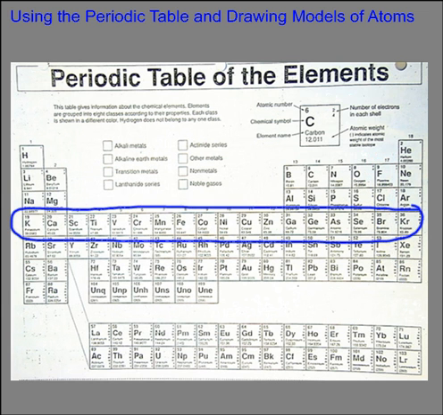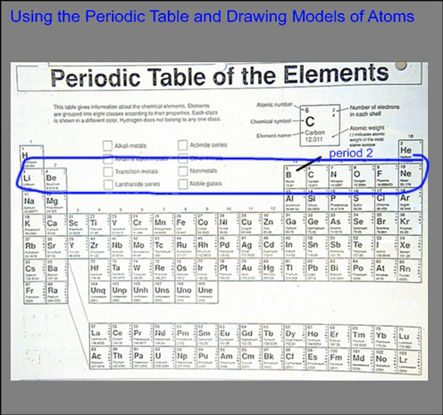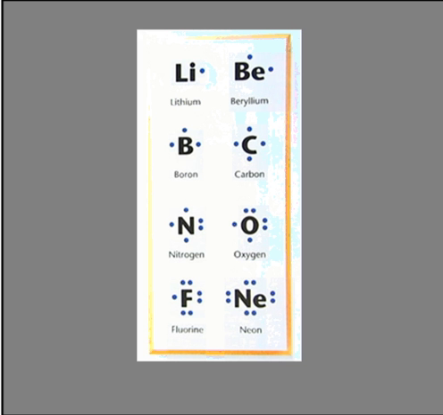Now, if you look at a row across the periodic table, that's called a period. If we look at this period, this is period 2. There are 8 elements that make up this second period. And these are the 8 elements that make up that period. And they're in order. And what we see here is called a Lewis dot diagram of each one of these elements. They show the valence electrons, the electrons that are in the outer energy level.